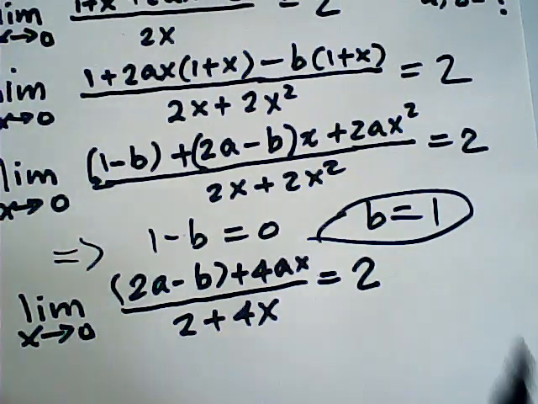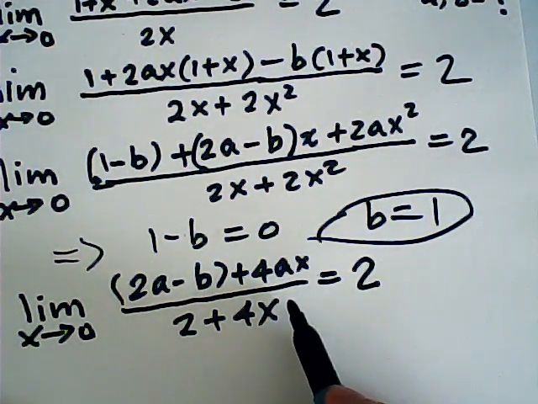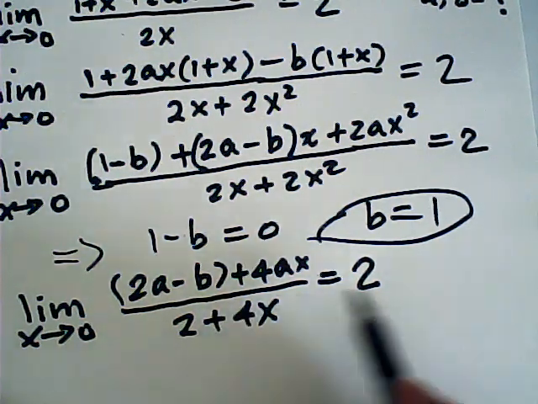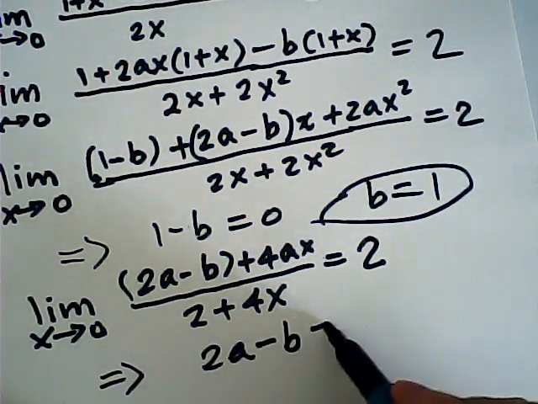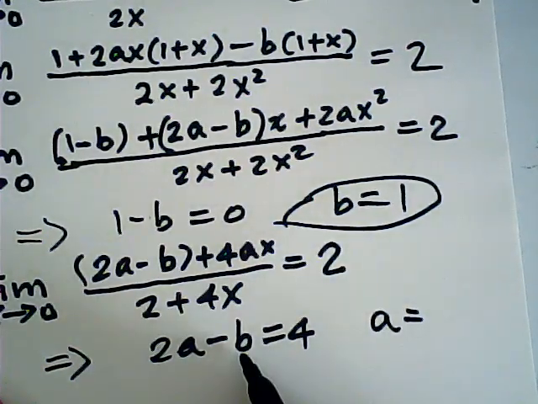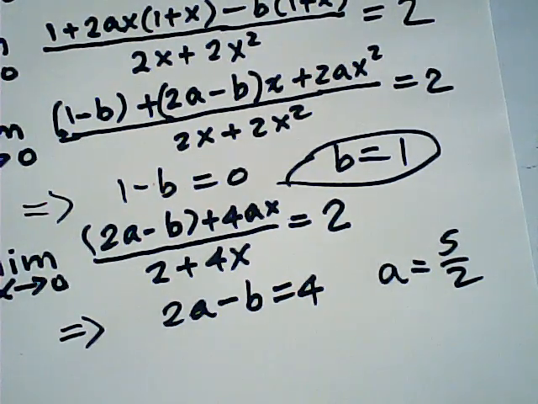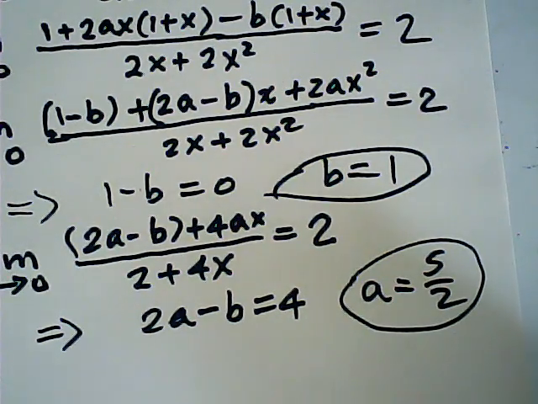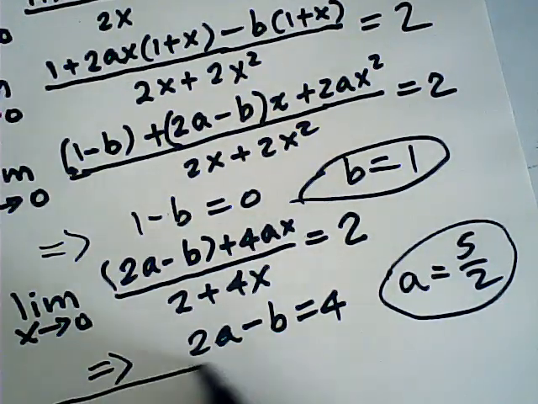Now, when x goes to 0, this is 0, this is 0. Therefore, 2a minus b must be equal to 4. Therefore, because b is 1, a is equal to 5 over 2. Okay, so we found a and b. That is the first method.